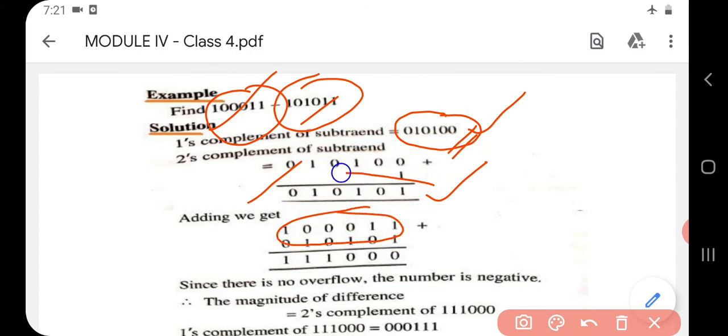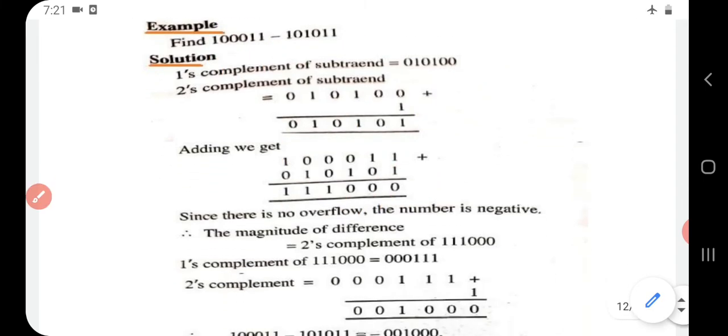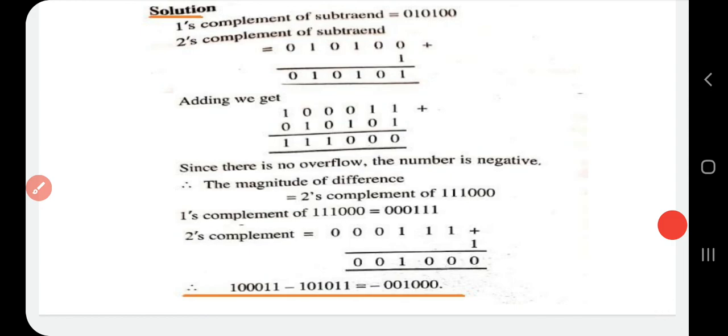Finally, you are going to add this minuend with this number obtained. Okay, so 1 plus 1 is 0 with the carry 1. 1 plus 1 is again 0 with the carry 1. So 1 plus 1 is again 0 with the carry 1. That 1 is written as such and everything else is written as such. So here there is no overflow. So what you can infer? The number obtained is negative.